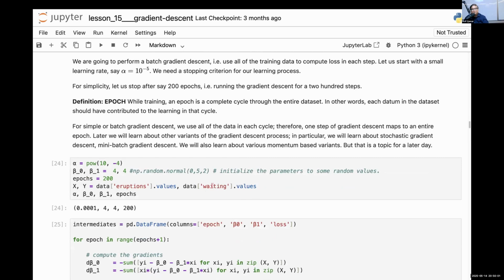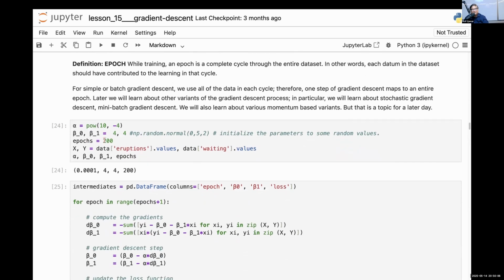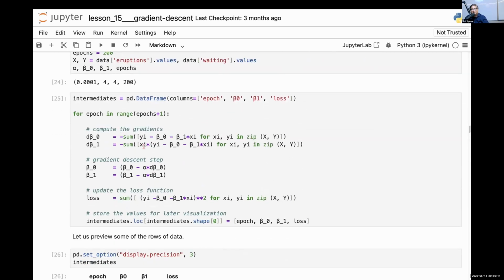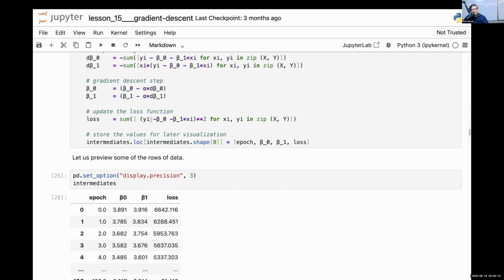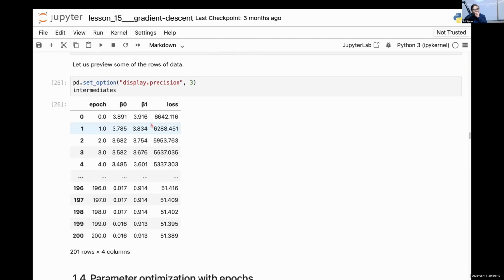When you work out the mechanics of this equation, this is what it turns out to be. You can write it in very simple Python code, which I won't do here. So you notice that this is the Python code: alpha, beta naught, beta 1. You can compute the gradients, and you can compute the loss and updates. And so you can take tiny little steps, and beta naught, beta 1 improves. So beta naught goes from 3.891 ultimately to 0.016, and beta 1, the slope, goes from some random number 4 down to 0.91, close to 1.